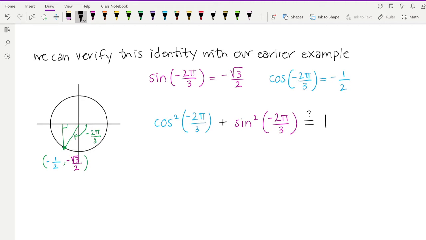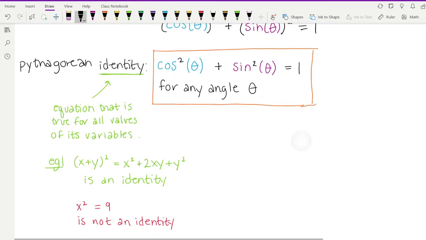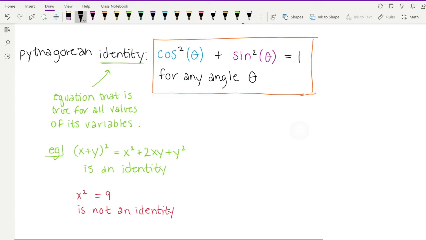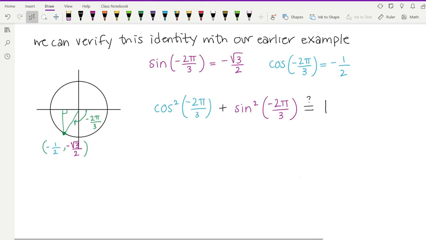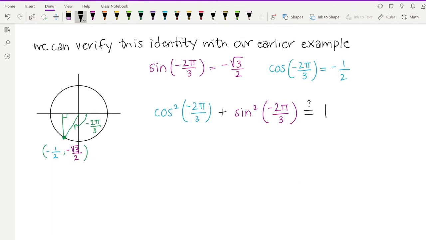Because if the Pythagorean identity is true, it should be, right? The Pythagorean identity says that for any angle theta, if you take cosine of theta and square it and do sine of theta and square it, add them together, you should get 1. So what do I mean? How do we do cosine squared of negative 2 pi over 3?